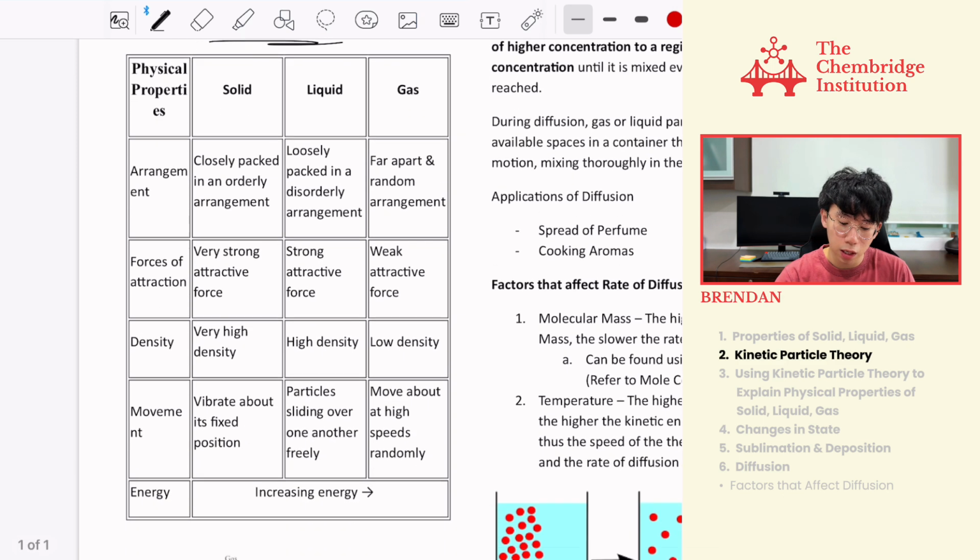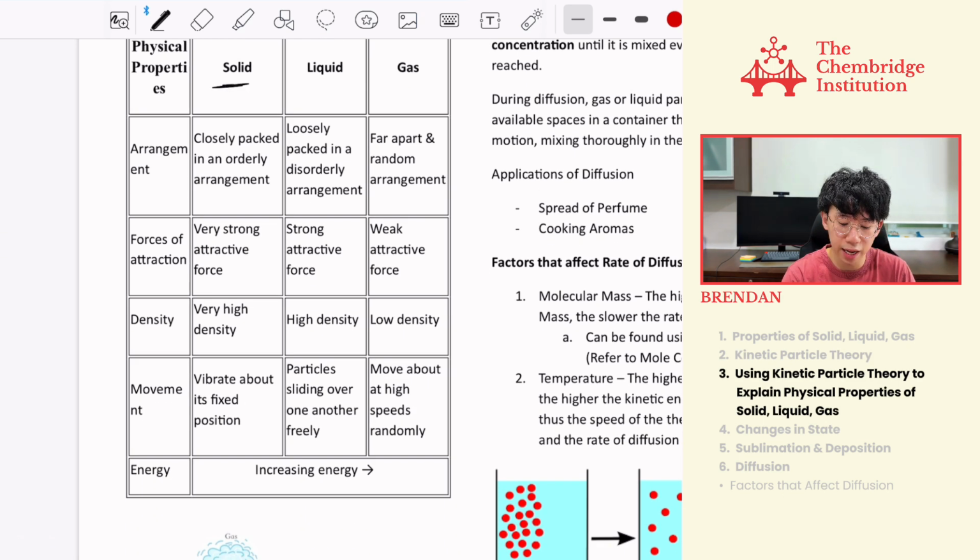For example, our solids are closely packed in an orderly arrangement. They have very strong attractive forces between the different particles, and they have very high density. And most importantly is the movement. They vibrate about their fixed positions. So it's very important to answer all these key criteria when you're encountering a kinetic particle theory question that asks about the movement of particles or how they behave in their different states. So this is for a solid.